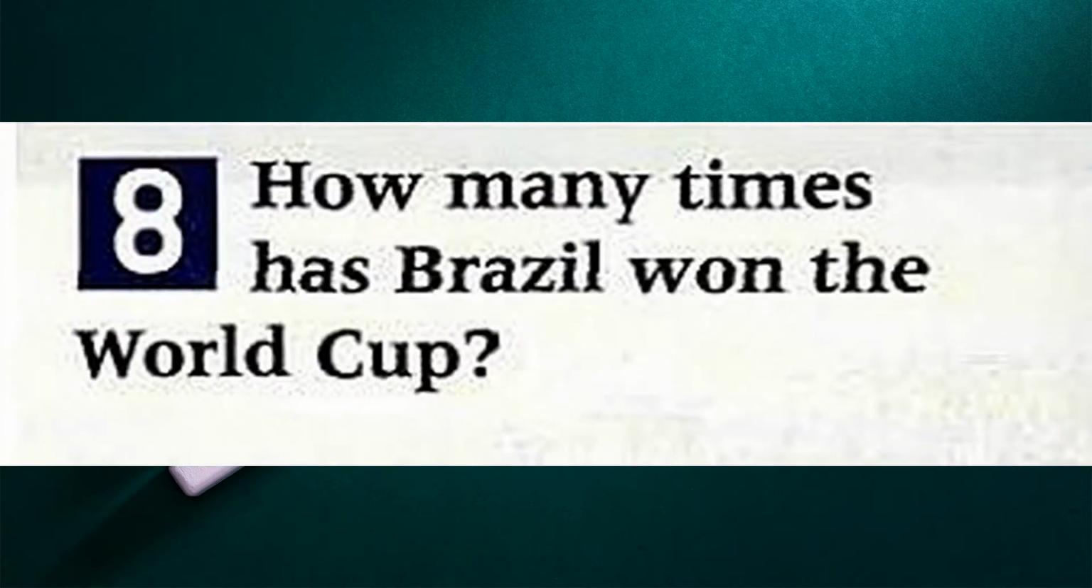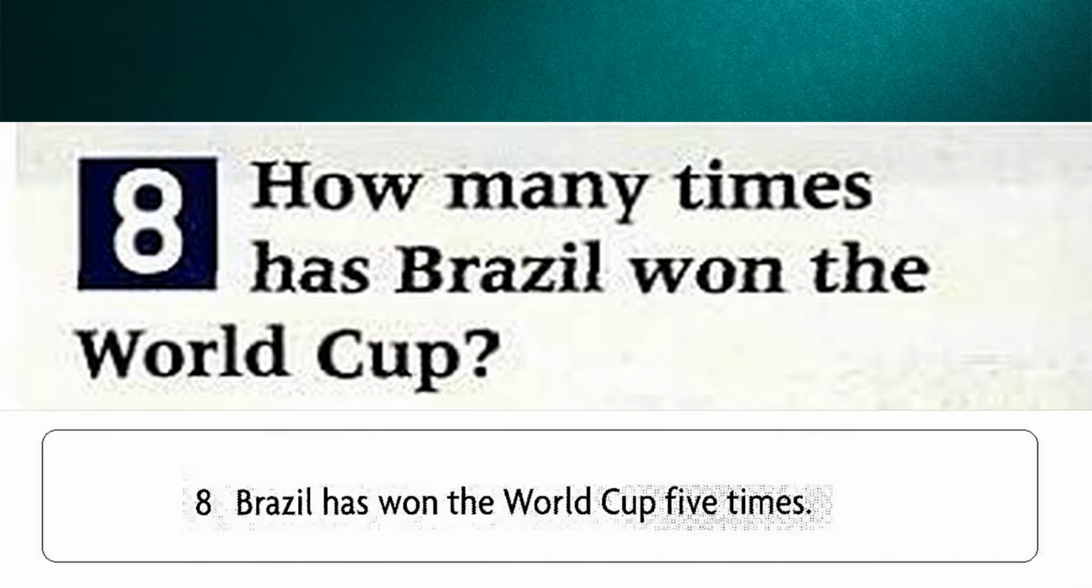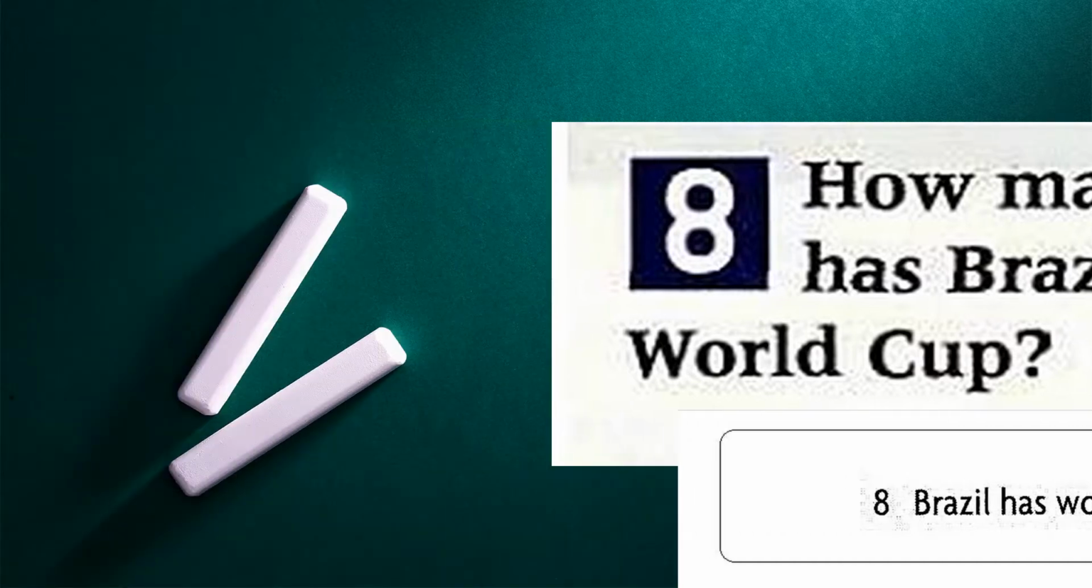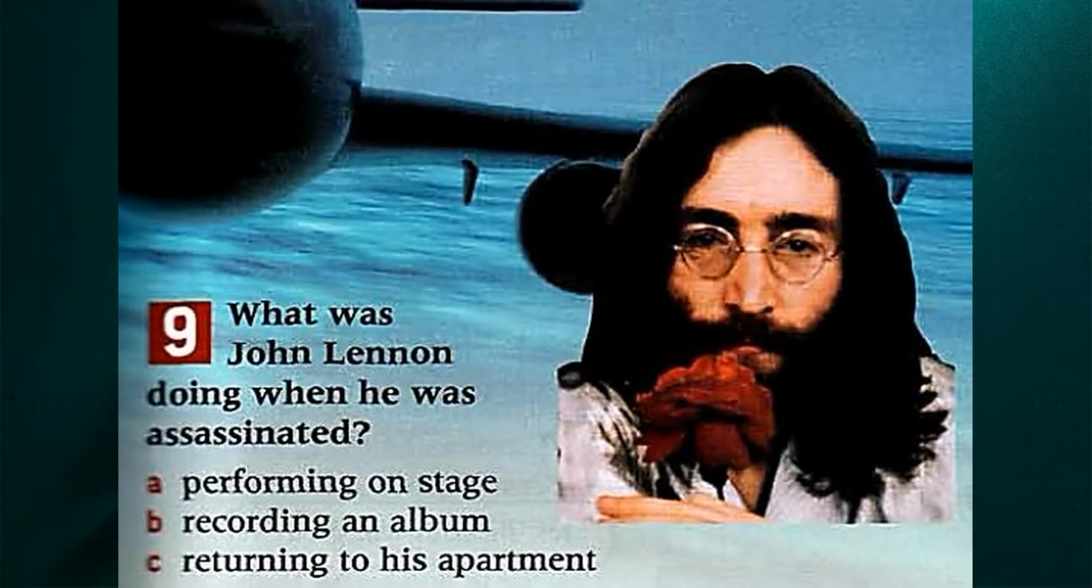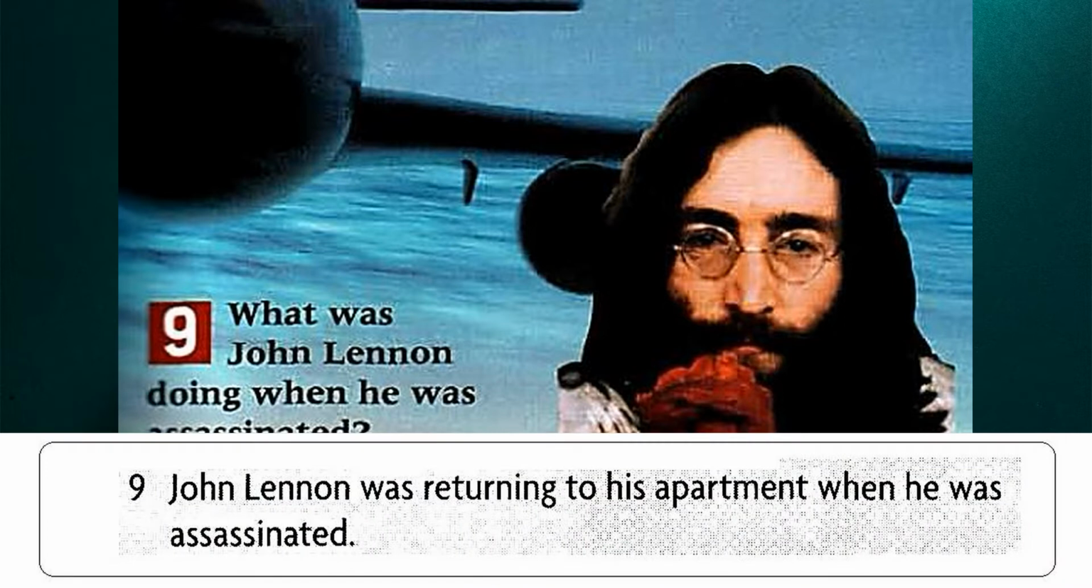Number 8. How many times has Brazil won the World Cup? 8. Brazil has won the World Cup 5 times. Number 9. What was John Lennon doing when he was assassinated? Performing on a stage, recording an album, returning to his apartment? 9. John Lennon was returning to his apartment when he was assassinated.